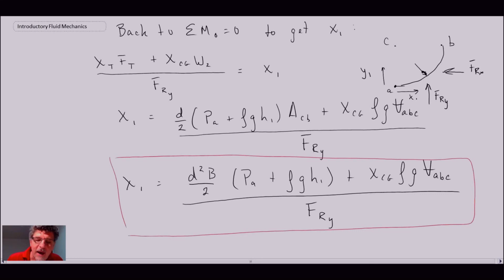So that is forces on a curved surface. Obviously, a planar surface is a little easier, but curved surfaces are a little bit more complex, and this is a technique to enable you to figure out what that force would be and where it would act.